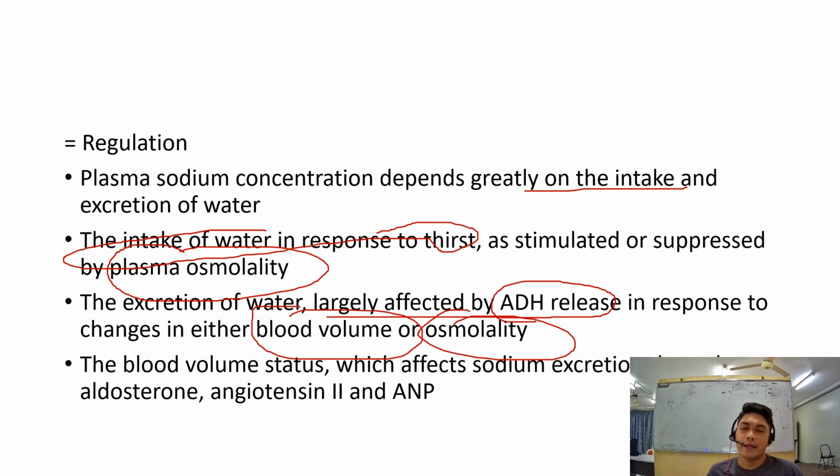Now regarding ADH, the endocrine gland that is responsible for the production of ADH is your hypothalamus, not the pituitary gland. Right, there are two portions of your pituitary gland. You have your anterior, which is the adenohypophysis, and the posterior, which is your neurohypophysis.